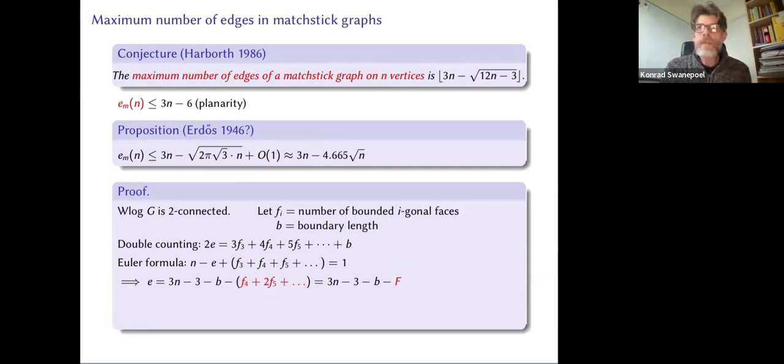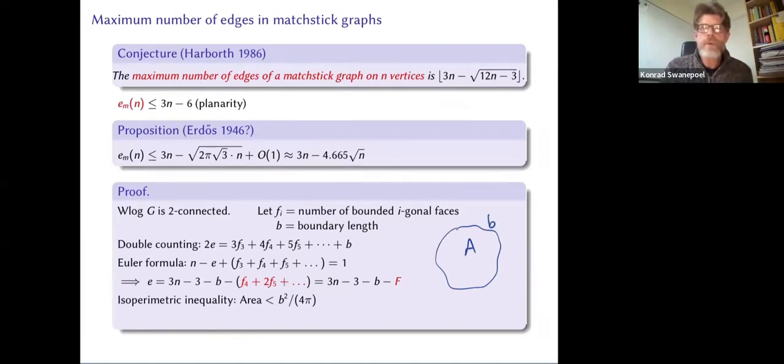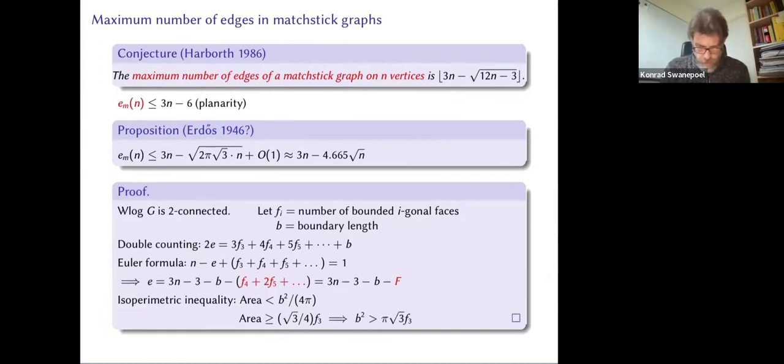And now the isoperimetric inequality comes in. The isoperimetric inequality tells us that for some region with area A and perimeter B, the area is less than B squared over 4 pi. We also have a lower bound for the area, namely the number of triangles times their area. So we get an inequality between the number of triangles and B, the boundary length. If there are lots of triangles, then the boundary is going to be big. So I subtract a lot here and I get this.